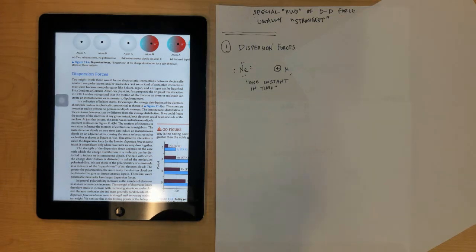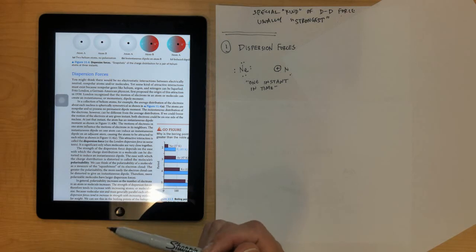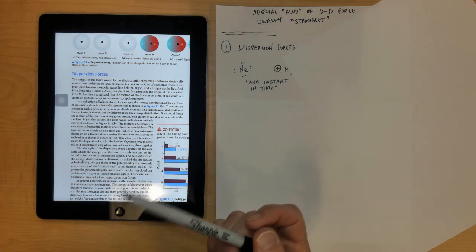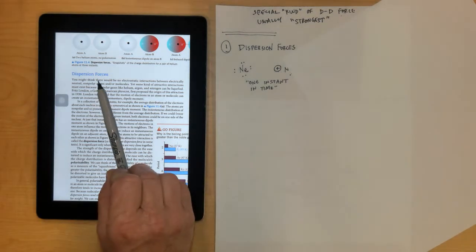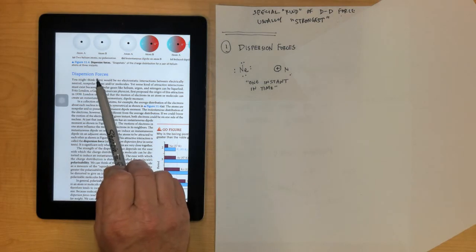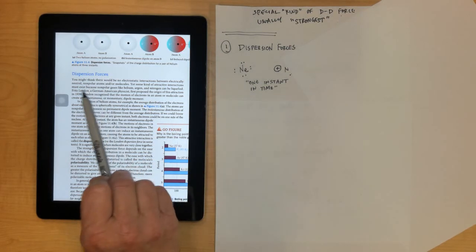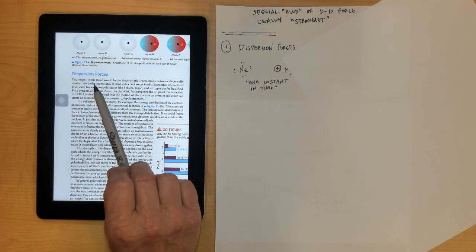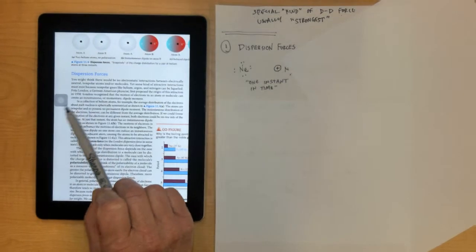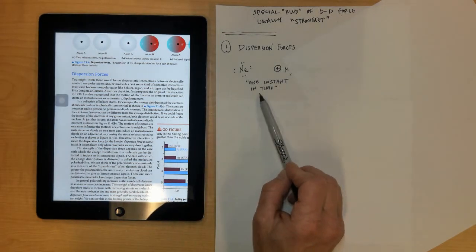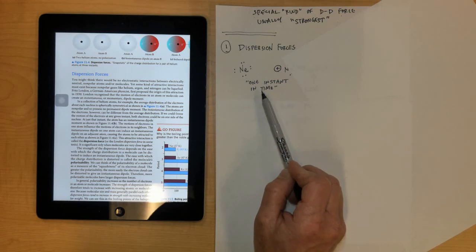Alright, so here we are still in chapter 11.2, and we're looking at the three different types of intermolecular forces that we're going to learn about right now. The first is called dispersion forces, or sometimes known as London dispersion forces, or just London forces. These are ones that happen at one instant in time, and then the next instant they might change.